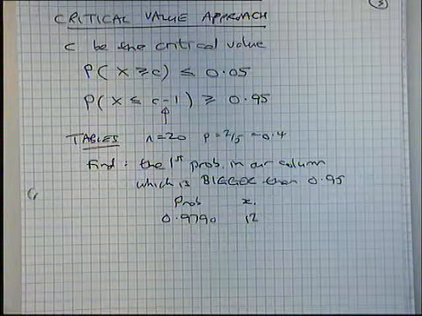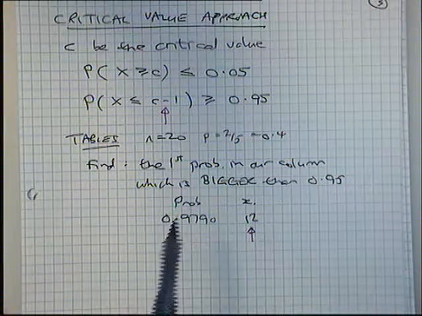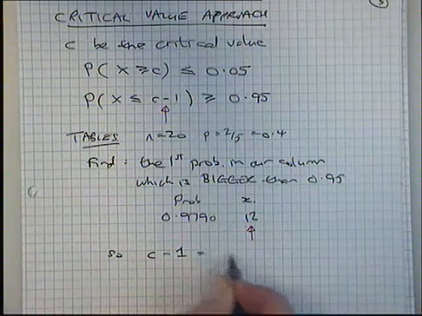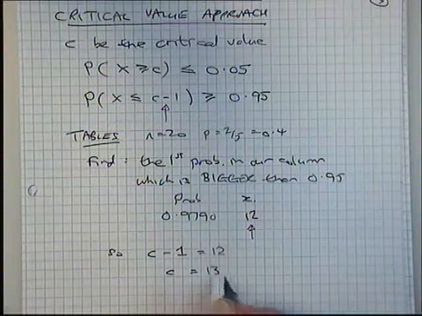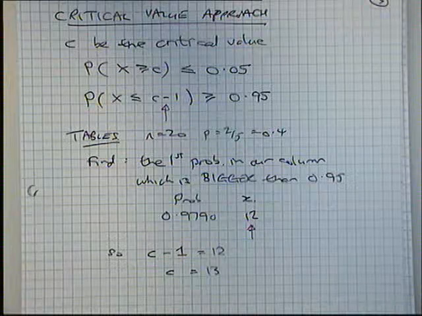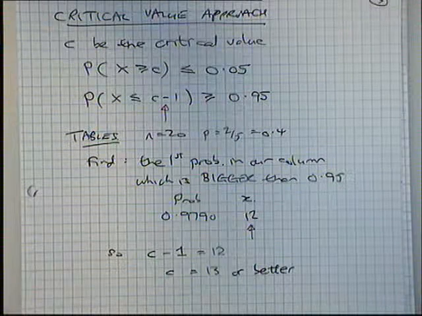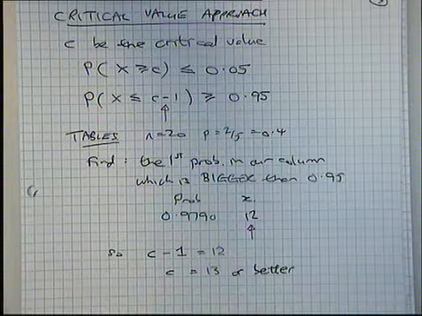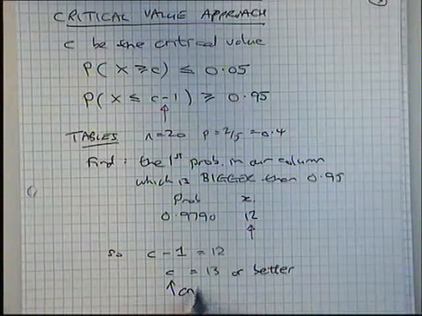Right. So that 12 pairs up with that C minus 1. So our C minus 1 is 12, which means that C is 13 or better. So that means in the trial, if they were going to trial it with 20 patients, to conclude that the new drug was better, we would have wanted to see 13 or more people cured. So that 13 there is our critical value.